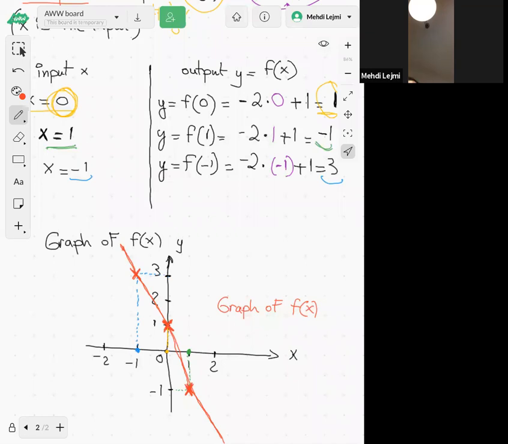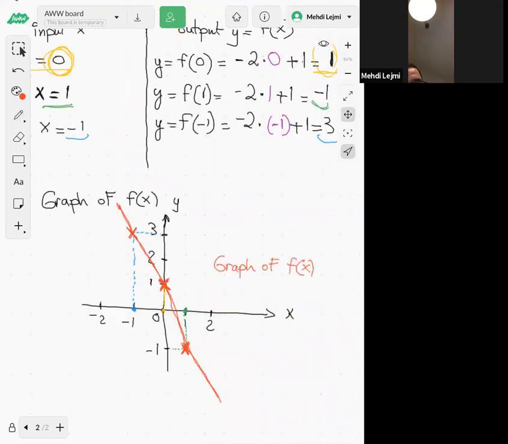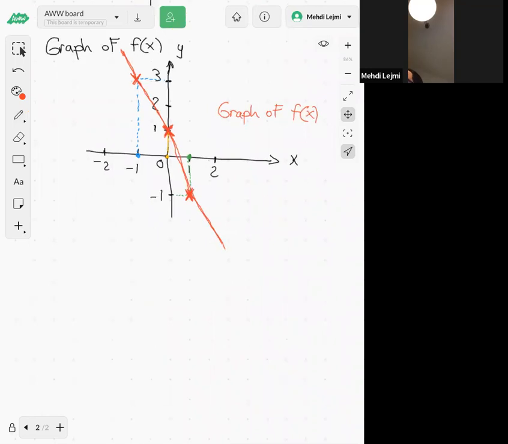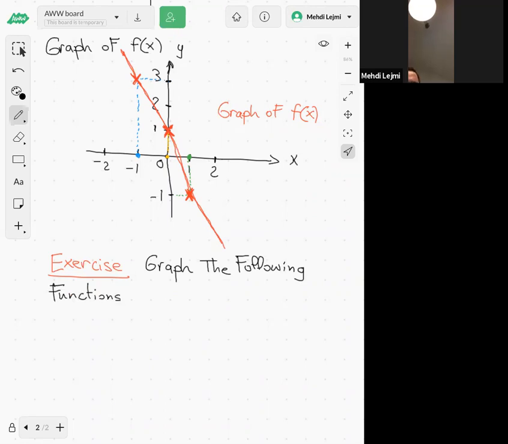All right, let me give you an exercise, guys. I'm going to give you, let's say, one or two functions, and you have to try to graph them. Please try to graph the following functions. Try to just plot probably three points. Three points, that's enough.